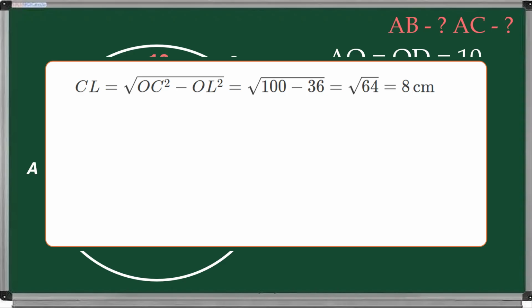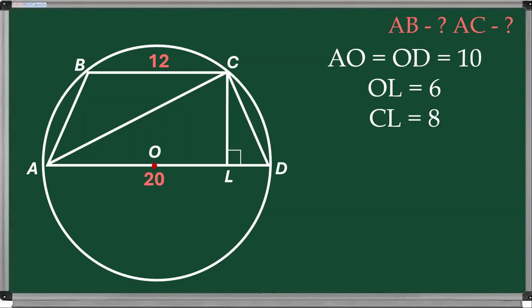Using the Pythagorean theorem, CL squared equals OC squared minus OL squared. CL squared equals 10 squared minus 6 squared. CL squared equals 100 minus 36. CL squared equals 64. Taking the square root, CL equals 8. This is the height of the trapezoid. Now, let's find the length of the diagonal and the leg.